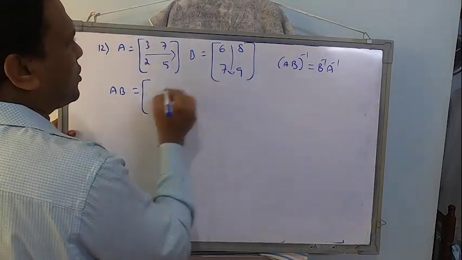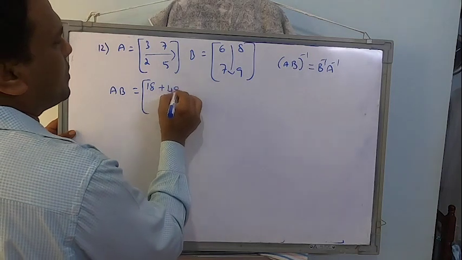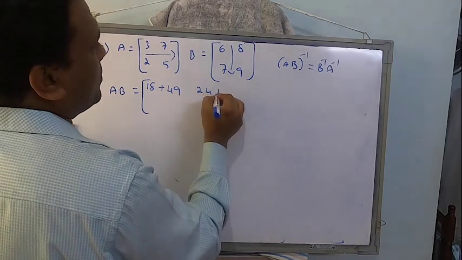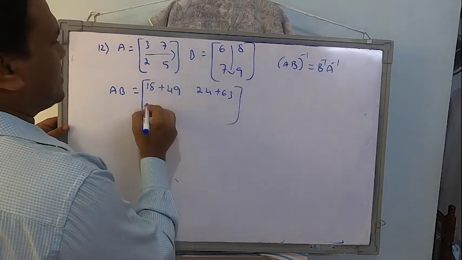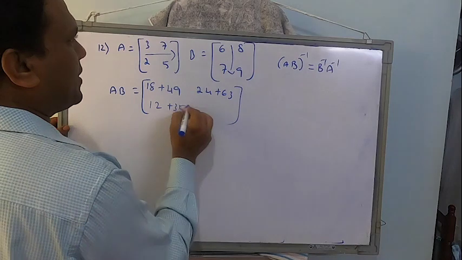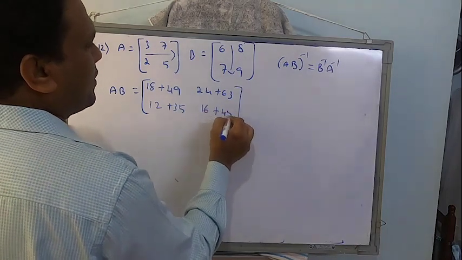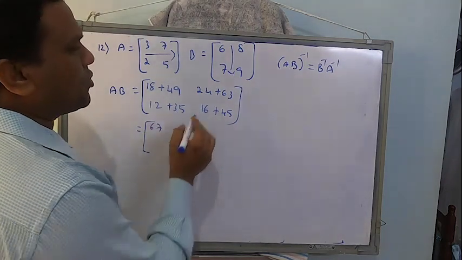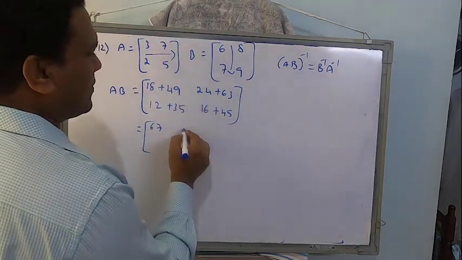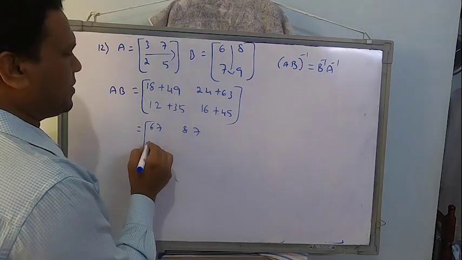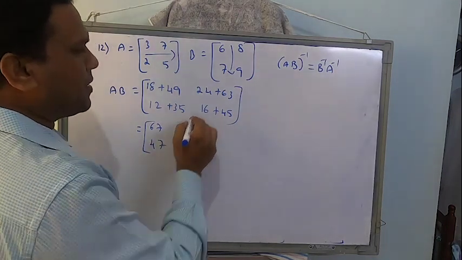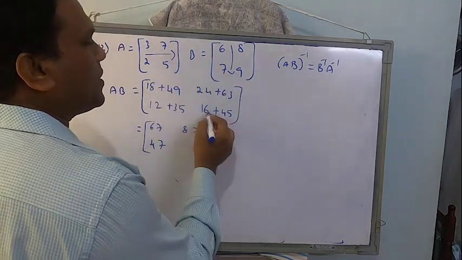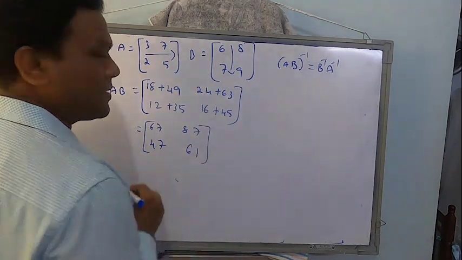So my first row, first column, so 18 plus 49, correct now? Fine. The next one, 24 plus 63, right. The next 12 plus 35, 16 plus 45. So this is going to be 57 and 67, that is going to be 87, and this will be 47. This is fine, right? So 16 plus 45, so that's going to be 51 plus 61. Okay, this is a determinant of it.